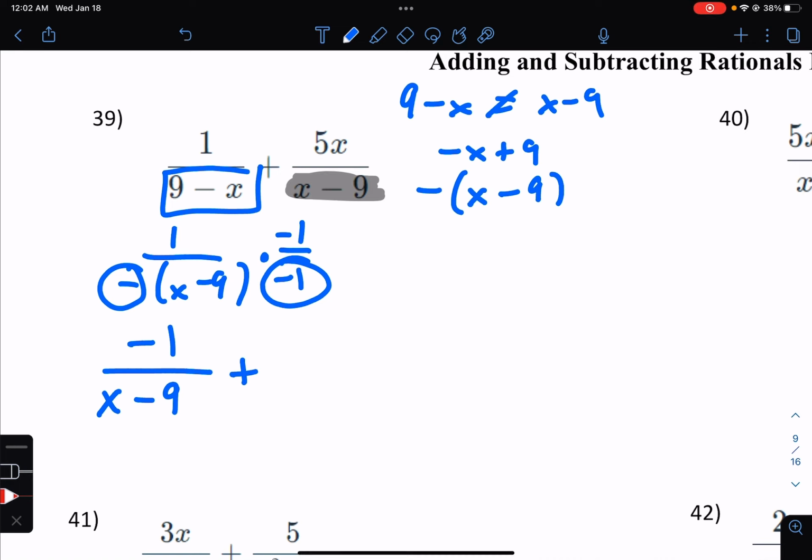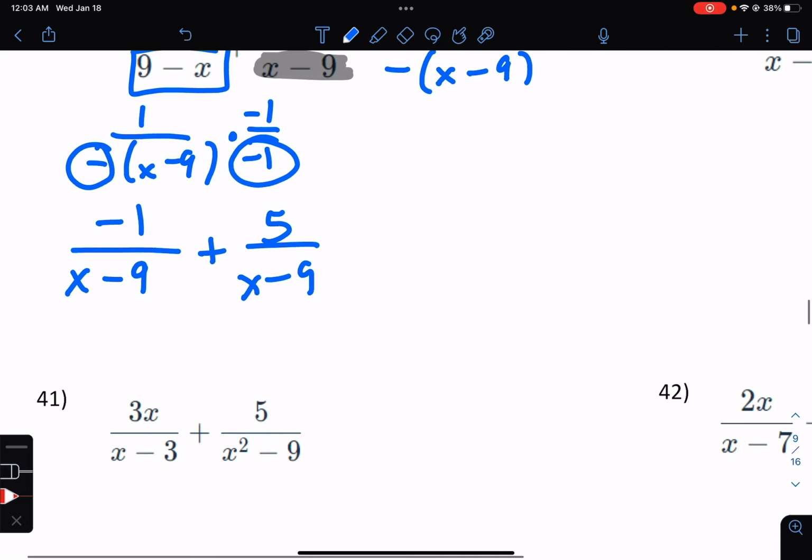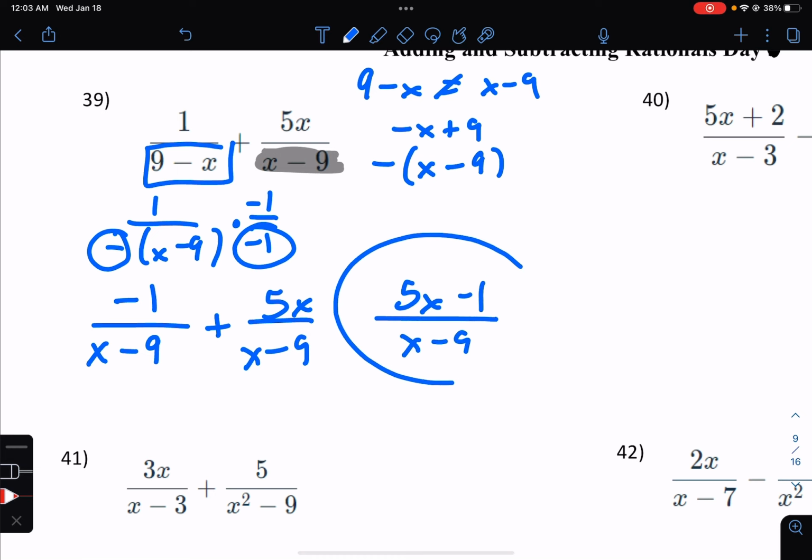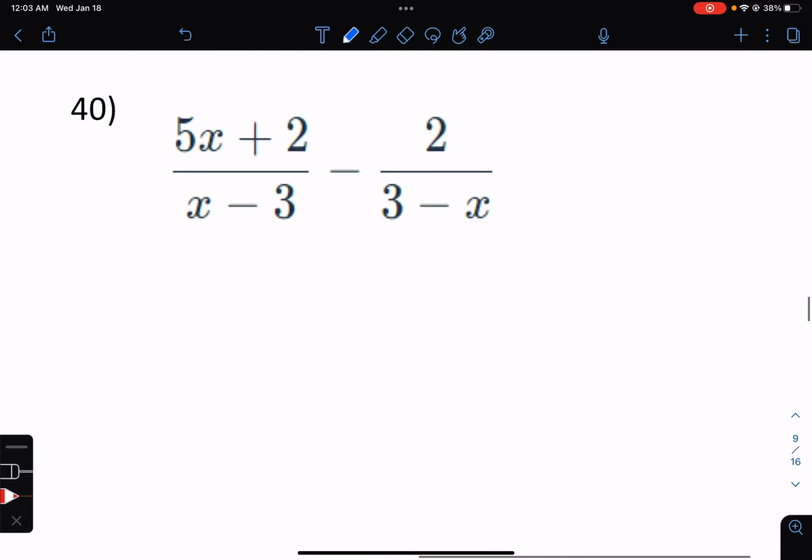So we end up with negative 1 plus 5x all over x minus 9. At this point, we've got our common denominator. We just need to combine like terms. This is an x, so we should have 5x minus 1 all over x minus 9 as our answer. All right, so 40 is going to be very similar to this.